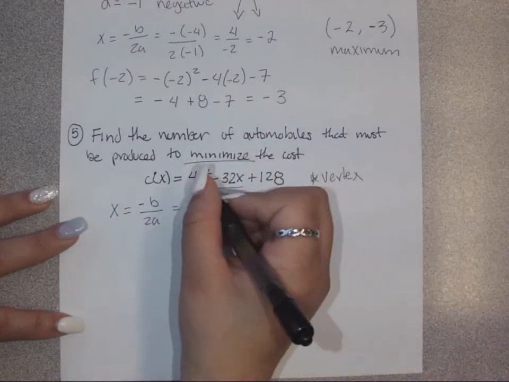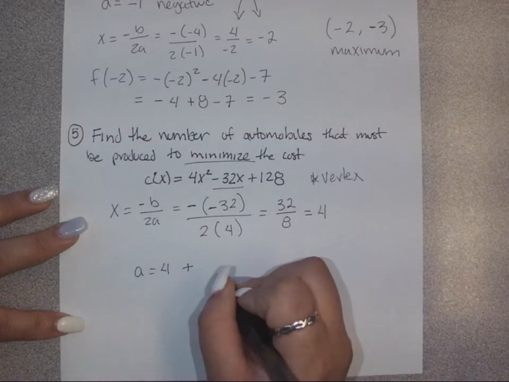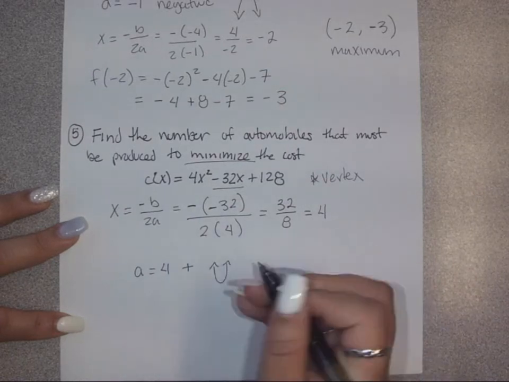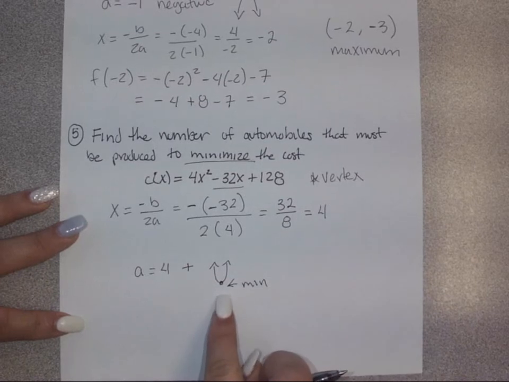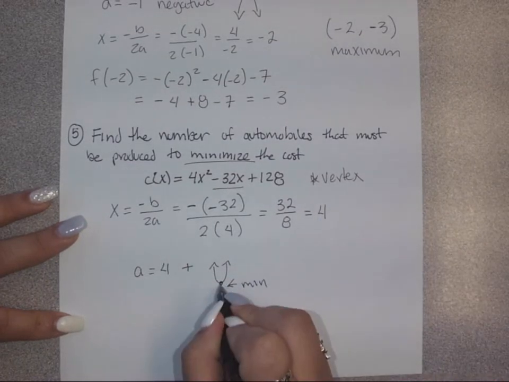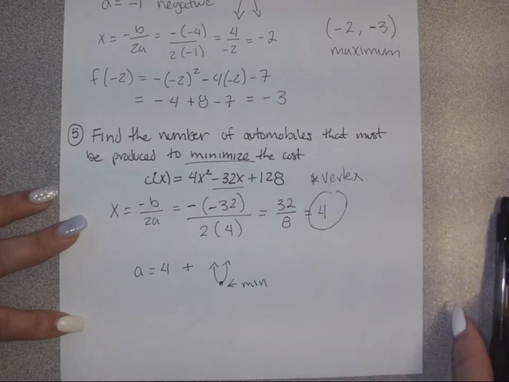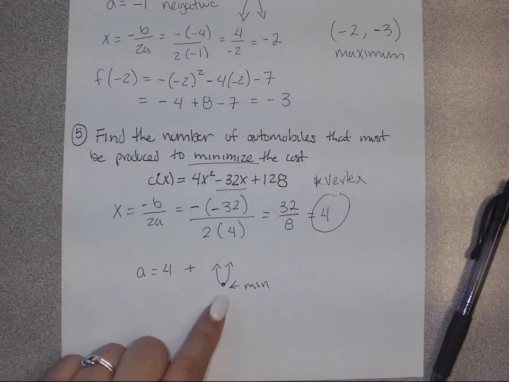So that means when you produce 4 automobiles, your cost is going to be the minimum cost to produce them. Because if you look at your a here, our a is 4, and it's a positive number, so it's going to open up. So we know our vertex is at the minimum point of our parabola. The x value here will be 4, so the minimum amount of automobiles to produce would be 4 in order to minimize the cost.